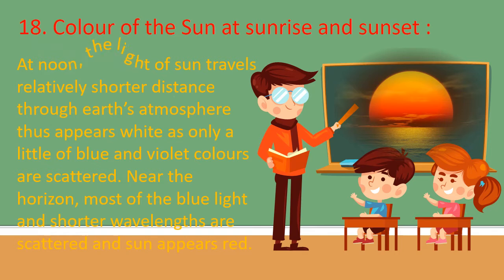18. Color of the sun at sunrise and sunset. At noon, the light of the sun travels a relatively shorter distance through Earth's atmosphere, thus appears white as only a little of blue and violet colors are scattered. Near the horizon, most of the blue light and shorter wavelengths are scattered and the sun appears red.